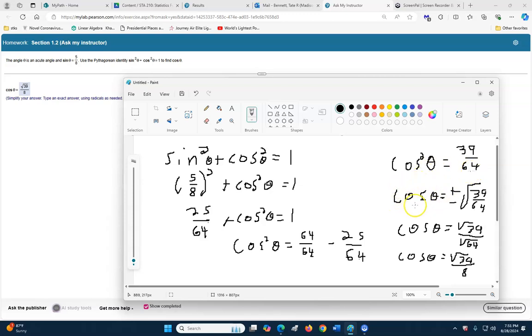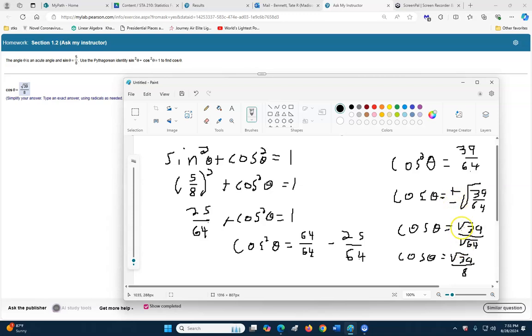You apply the square root property. Cosine of theta will equal plus or minus the square root of 39/64. But if you recall, it says it's an acute angle. And so that means we only want the positive value, so we ignore the negative one.